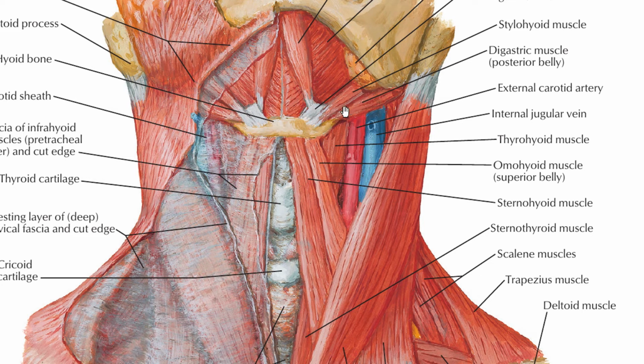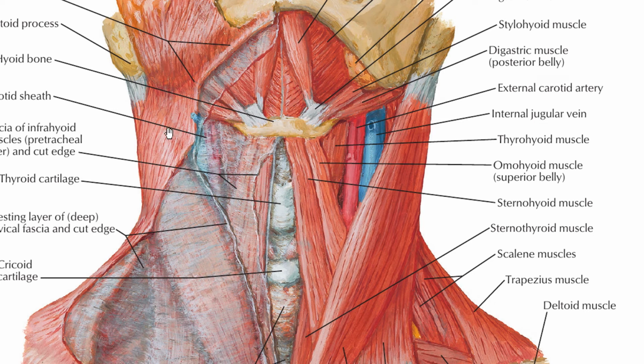And superiorly, this triangle is bounded by, if you remember, the posterior belly of digastric and the stylohyoid muscle. This is the stylohyoid muscle, and this is the posterior belly of the digastric muscle. They bound this triangle superiorly, and it has the carotid sheath passing through it. About the carotid sheath we will be talking in another video.